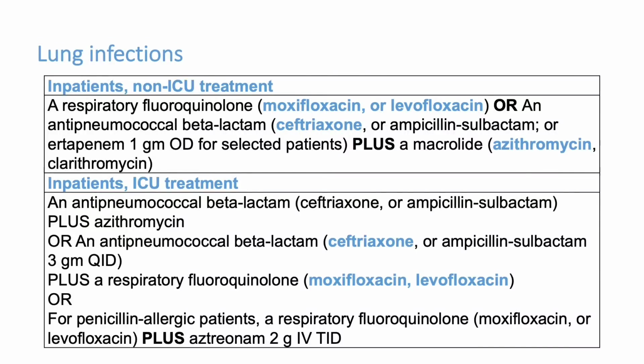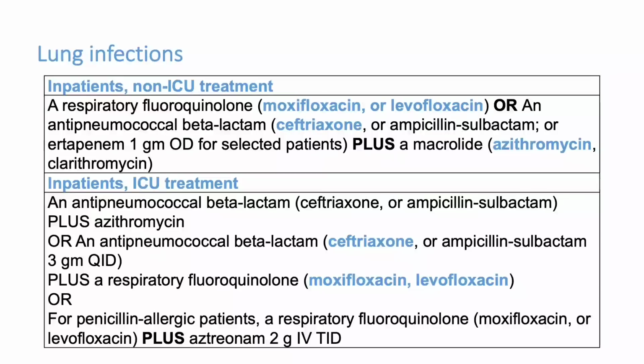It's a third generation cephalosporin. You can give 2 gram IV OD starting from the ER and continue in the ICU. Alternative drugs are ampicillin sulbactam, and again moxifloxacin or levofloxacin IV can also be given. If the patient has a severe infection, meropenem may be required. 1 gram TID is the dose.